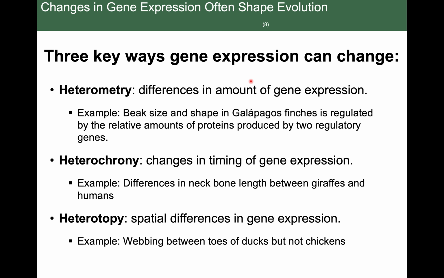And so while we're talking about changes in gene expression, I wanted to point out that there are really three main ways gene expression patterns can change. So there's what's called heterometry, which is differences in the amount of gene expression. The classic example of this is the beak sizes in the Galapagos finches that were studied by Darwin. It turns out on the molecular level, the beak size is regulated just by the amount of specific proteins that are produced by two key genes.